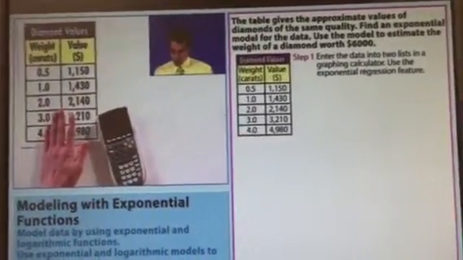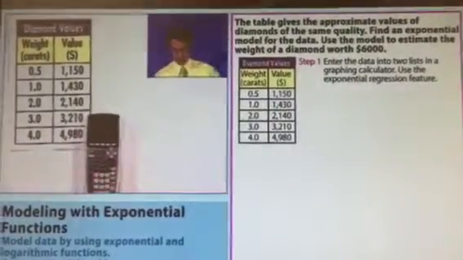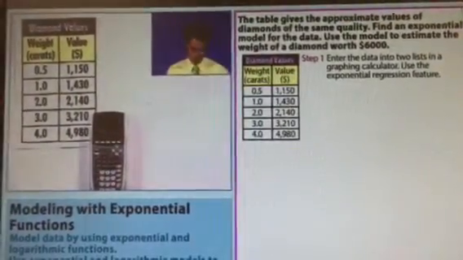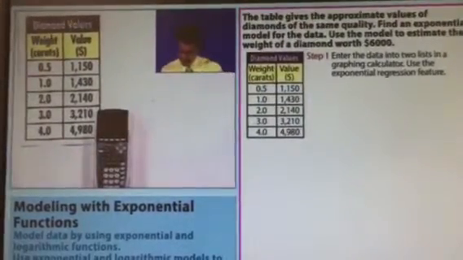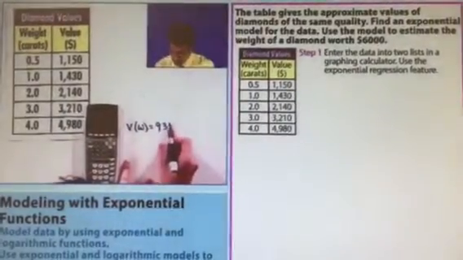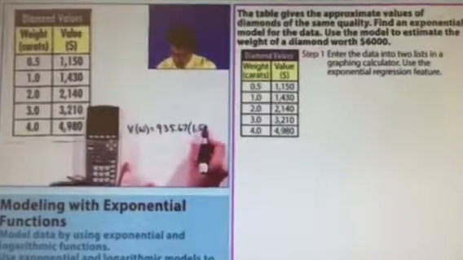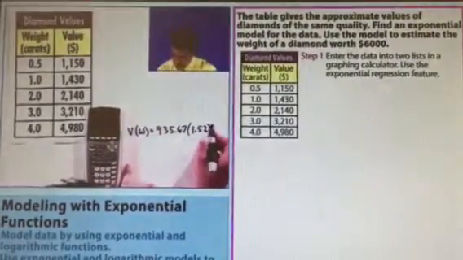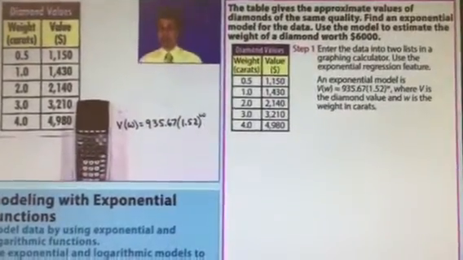And so the equation would look like this for this data, if you were to plug it through, and I'm doing it live so you can see how it would look. The thing we would get is that the value, given the weight, would be 935.67 times 1.52 to the W power. Okay, now where do we go from here?